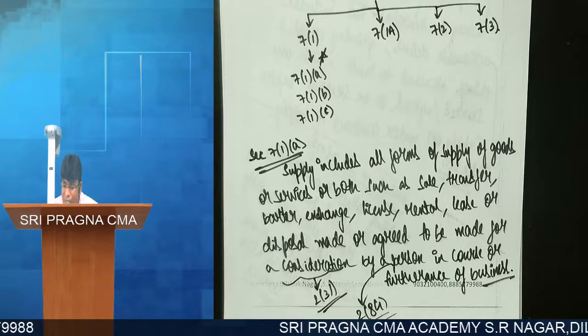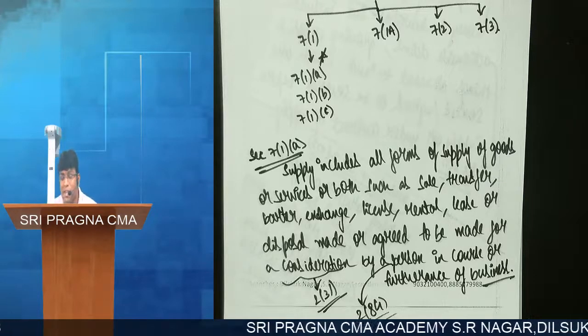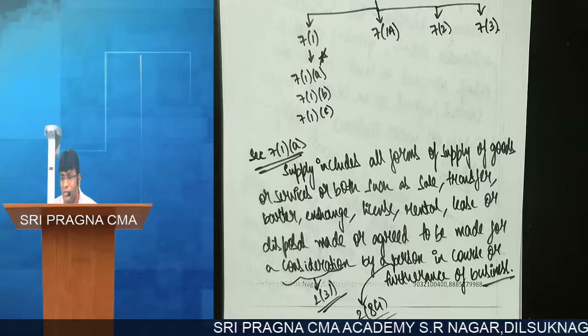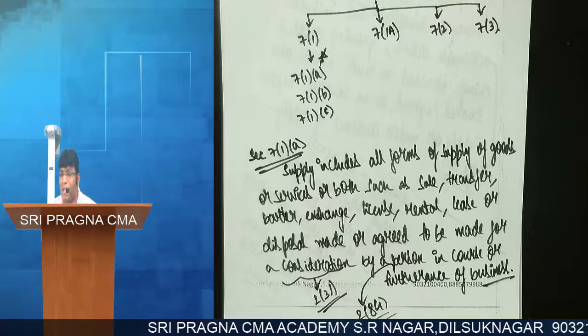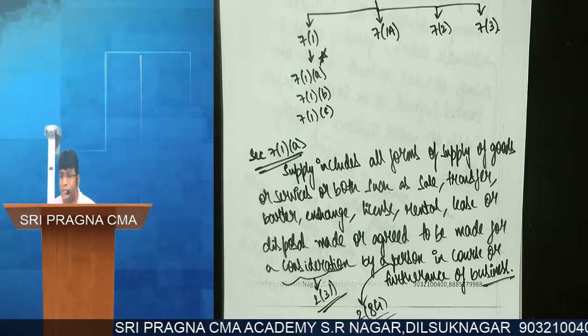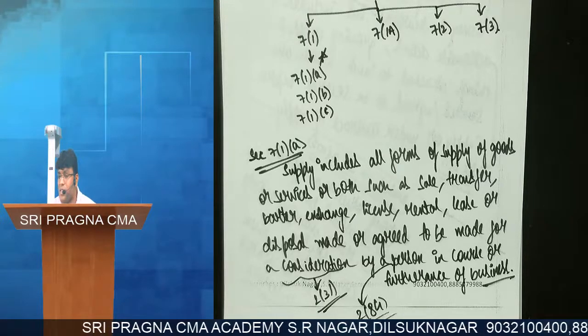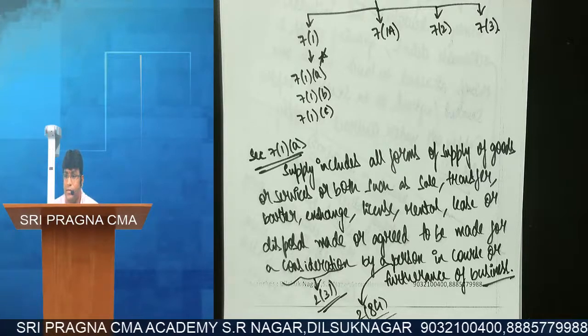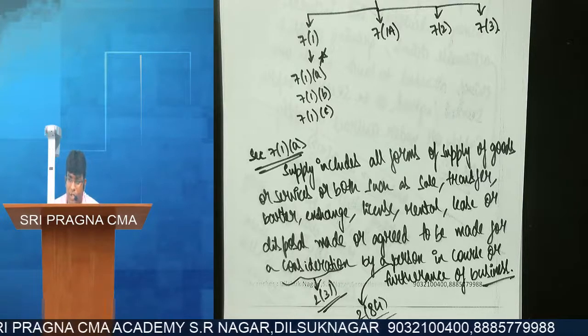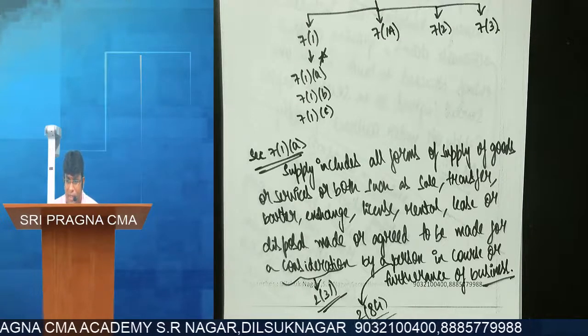Friends, what is the difference between the words course of business and furtherance of business? Course is something like doing what you are doing. Furtherance is something like an expansion. Course or furtherance of business. And business also covers profession. Don't worry. Clear? Now I'll ask one question. Think properly and tell.